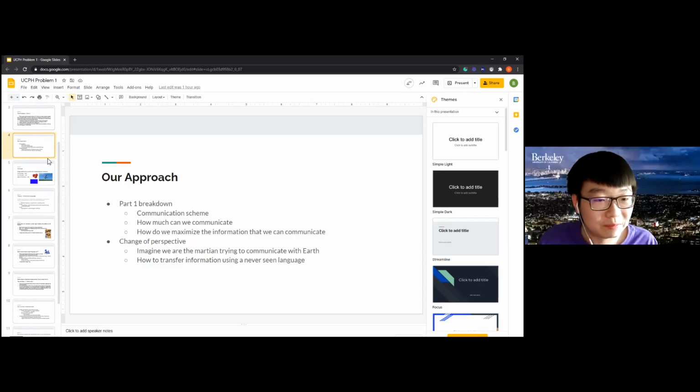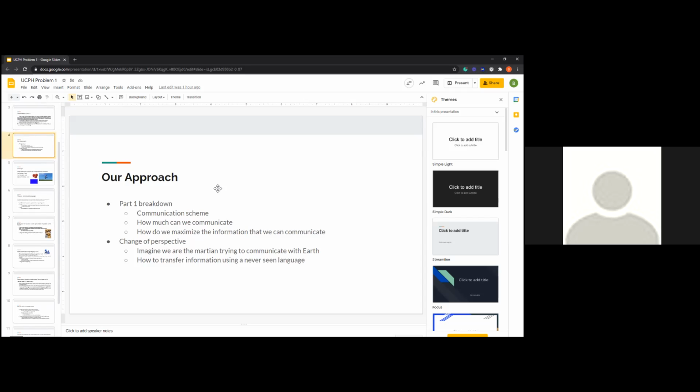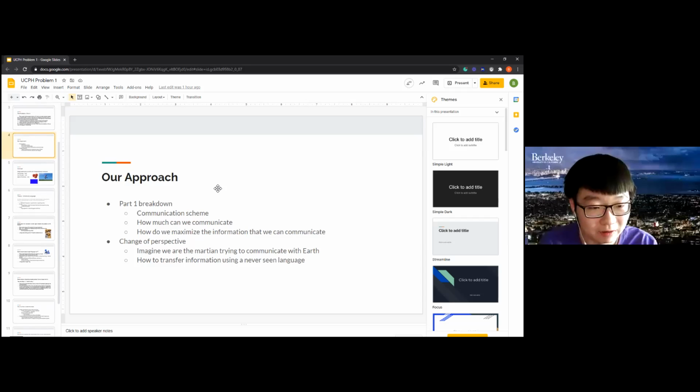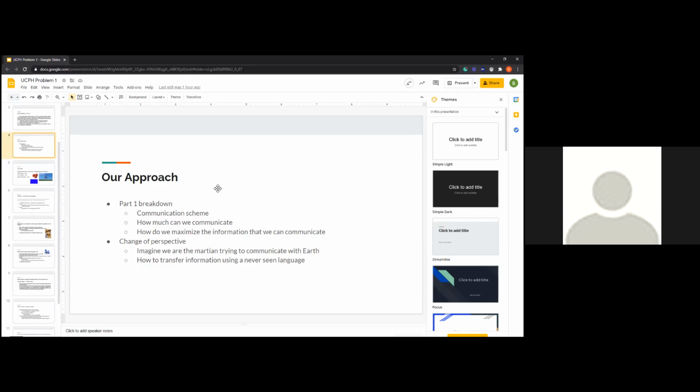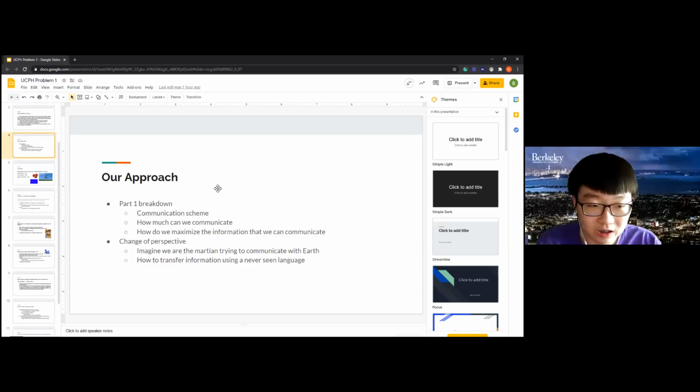So our approach to the problem: first we break up the problem into 3 parts. First part is that we have to establish a communication scheme. Second part is that we have to know how we are going to communicate, like how much can we really talk. And lastly, we have to know how we are going to maximize the information that we can transfer over phone only.